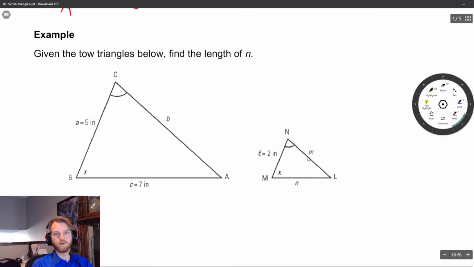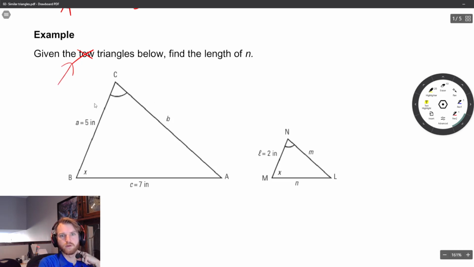So then down here is an example that says, given the two triangles below, find the length of n. Length of n is lowercase n. Let's talk about this lowercase n side here. Let's find that side. Now, it did not say up here that these two triangles are similar. Normally these questions will tell us that these two triangles are similar, the two shapes are similar, which means that we can use a scale factor to find out the different lengths between them. This time it didn't say that.